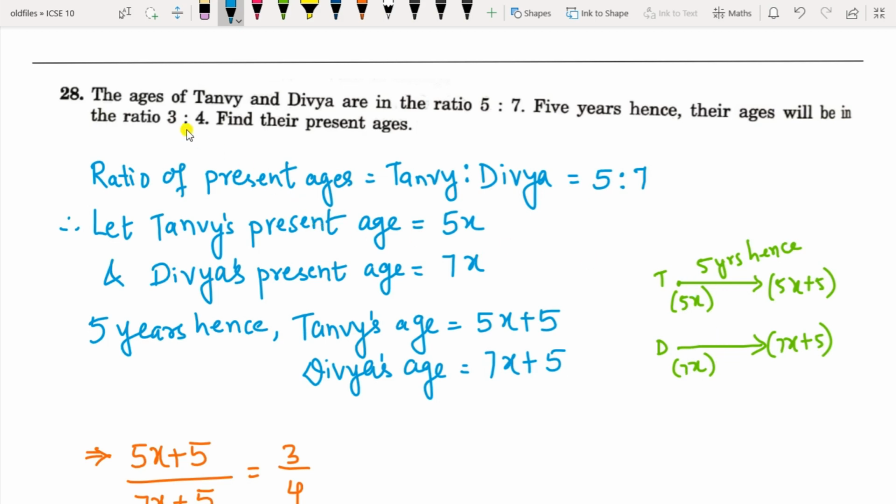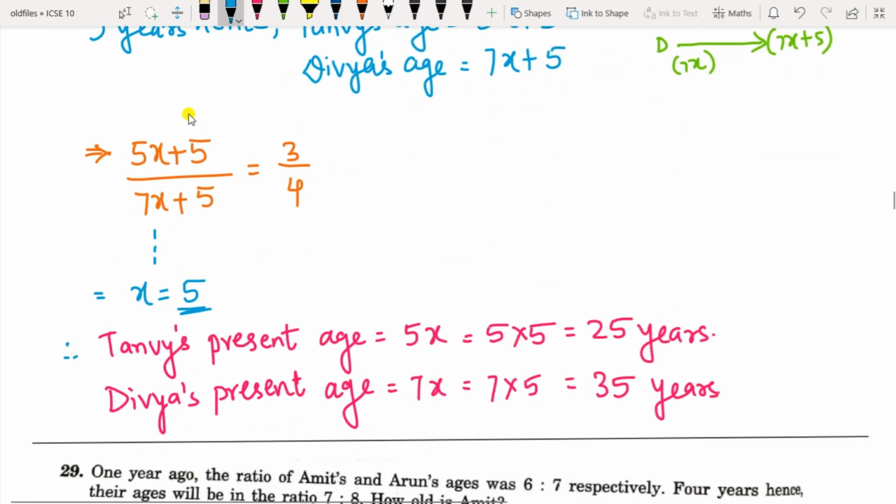So 5 years hence, their ratio will be 3:4. So the ratio of the ages 5 years hence will be equal to 3/4. Cross multiply and solve for x. You get the value of x as 5. Then find Tanvi's present age, that is 5x, so it is 25, and Divya's present age, that is 7x, so it will be 35.